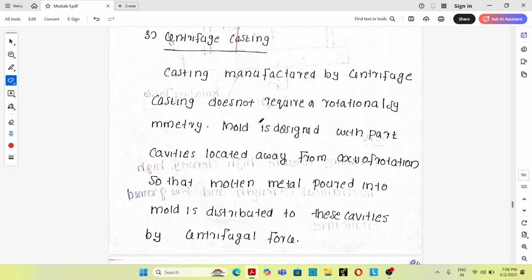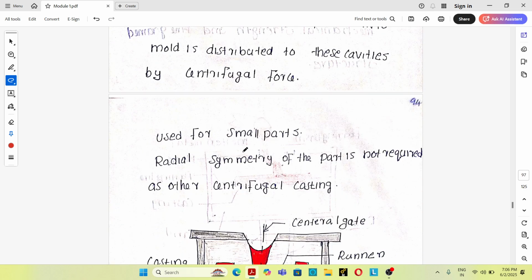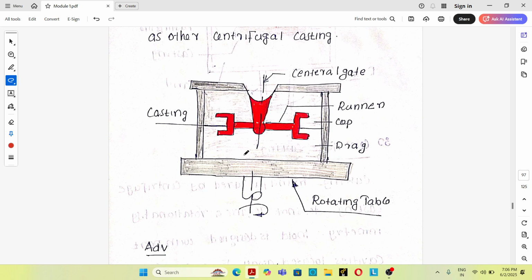And the third one is the centrifuge pressure casting process. See, this is a figure of the centrifuge pressure casting process. In the centrifuge pressure casting process, casting manufactured by this process does not require rotational symmetry. That's a very important point.